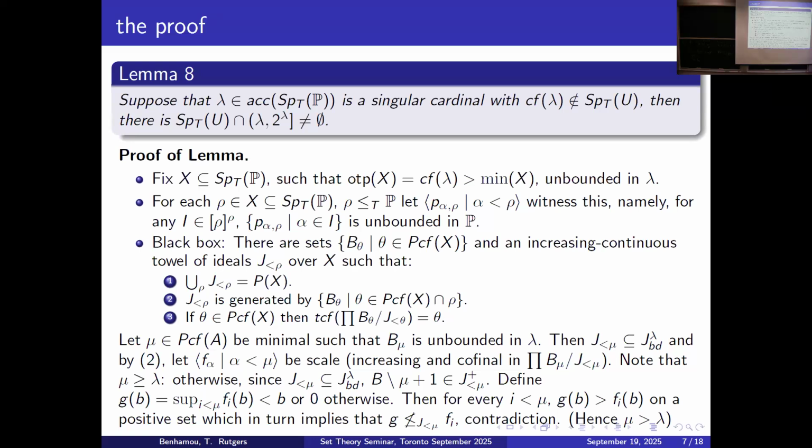I'm still wondering about the B mu. So why is there a B mu which is unbounded in lambda? Oh, yeah, so that's a good question. But if all the B mu were bounded in lambda, then some X would have to be bounded in lambda because of that equality. Oh, powers. Yeah. Oh, I see. Yes. Yeah, but that's a good question.